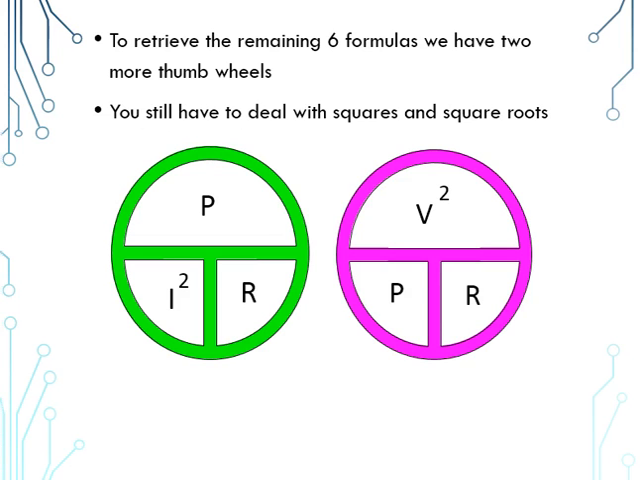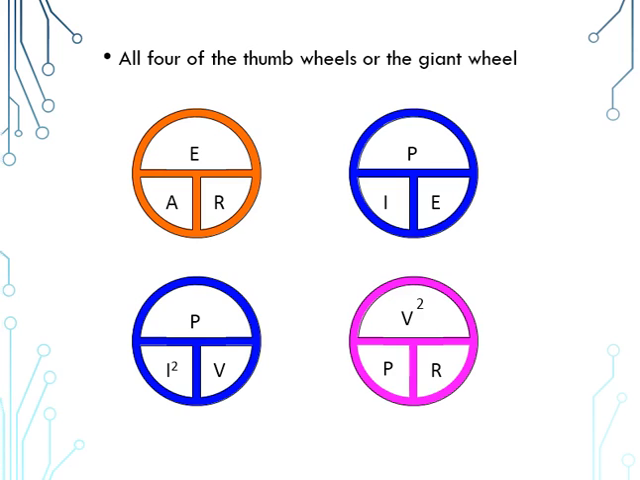Now for the wheel on the right, dealing with voltage, power, and resistance, we have to do our manipulating from the start. If we're looking for voltage, we'll cover that up, but we're not looking for voltage squared. So voltage is equal to the square root of power times resistance. If we're looking for the power, we cover up the P, and power would be equal to voltage squared divided by the resistance. And if we were looking for resistance, we'd cover up the R, and resistance would be equal to voltage squared divided by the power.